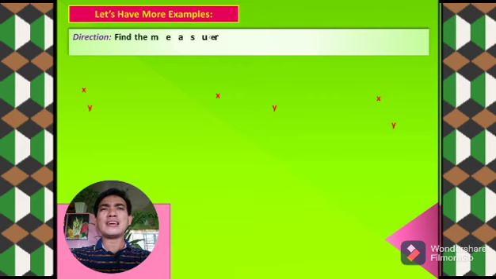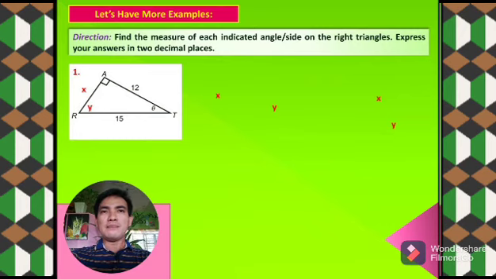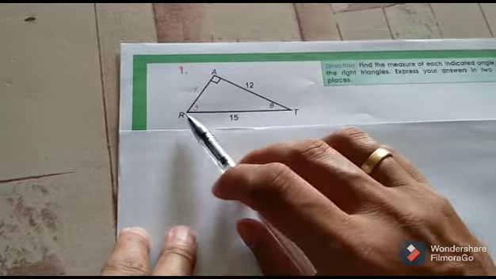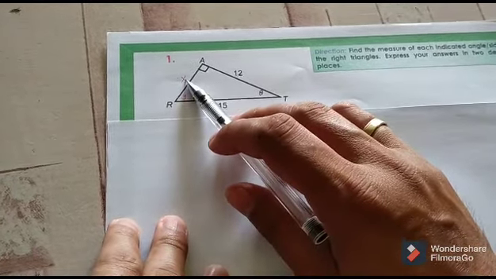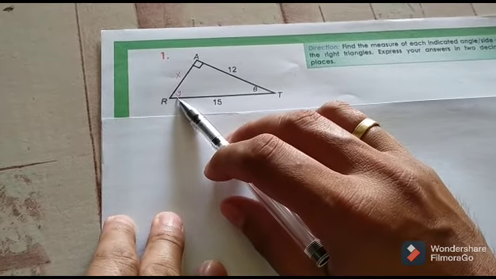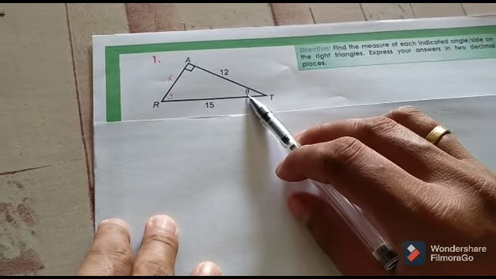Okay, let's take a look at the directions. Find the measure of each indicated angle or side on the right triangle. And we are asked here to express our answers to decimal places. Okay, let's have number 1. You have it here on the screen. So we will have this problem here. We are looking for the length of x, the measure of angle y, and the measure of angle t, which is represented by that theta.